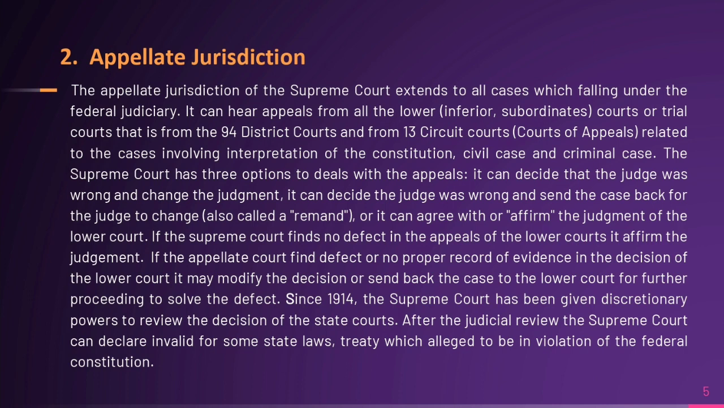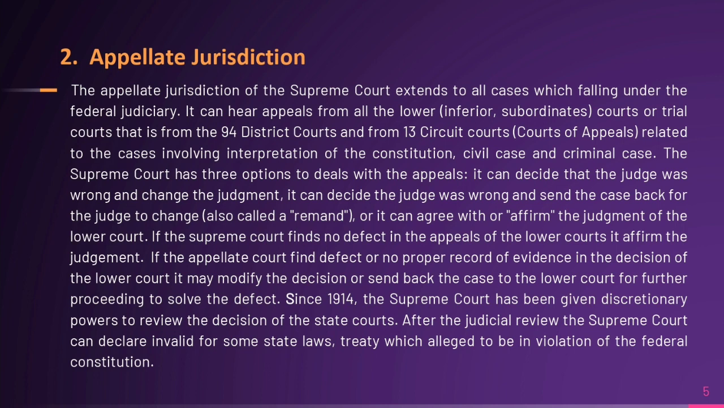Since 1914, the Supreme Court has been given discretionary powers to review the decision of the state court. Discretionary power means that the Supreme Court has the power to use it according to its own will, according to its own choice. After the judicial review, the Supreme Court can declare invalid some state laws and treaties which are alleged to be in violation of the federal constitution.